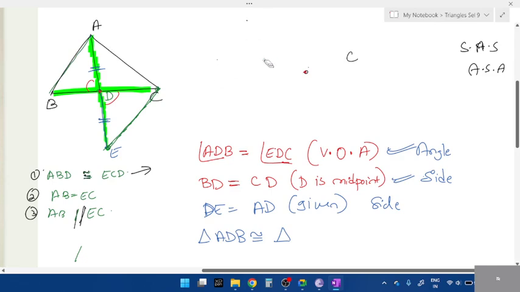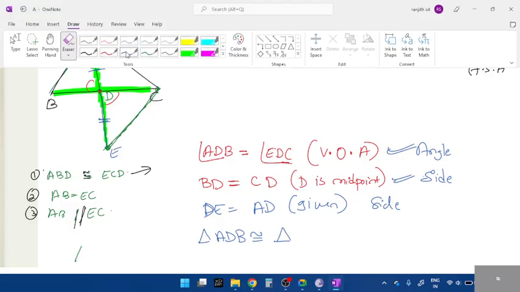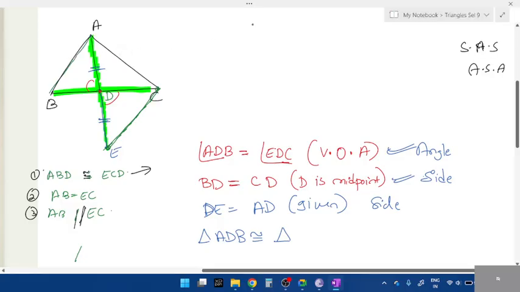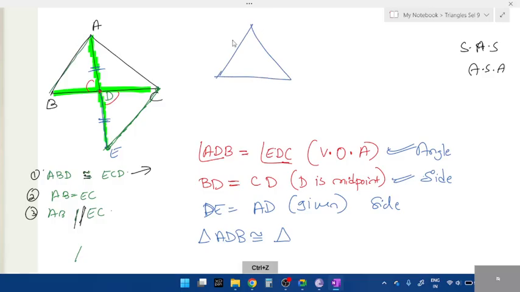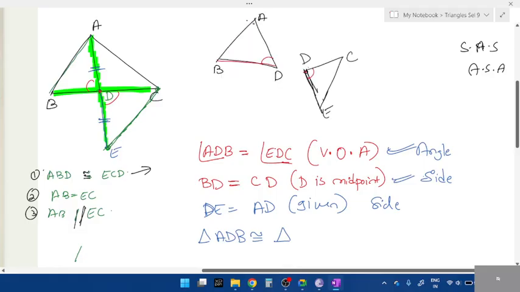No, no, 1 minute, 1 minute. For angle A, we need to take this. Let me redraw this. Angle D and angle D are same, students. I'll write in between. Clear?